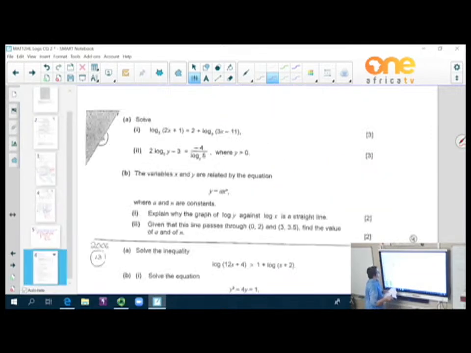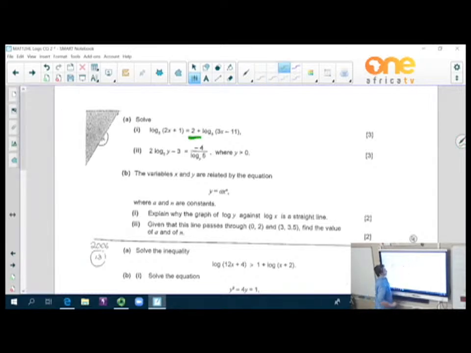Right, question 12. Solve log base 3 of (2x plus 1) is equal to 2 plus log base 3 of (3x minus 11). Now the question is, can I solve it directly? No. What is the problem? The problem is this 2, because that is not logs, and everything must be logs before you can apply the log laws. And I need to change this one now to log base 3. This must become log base 3.